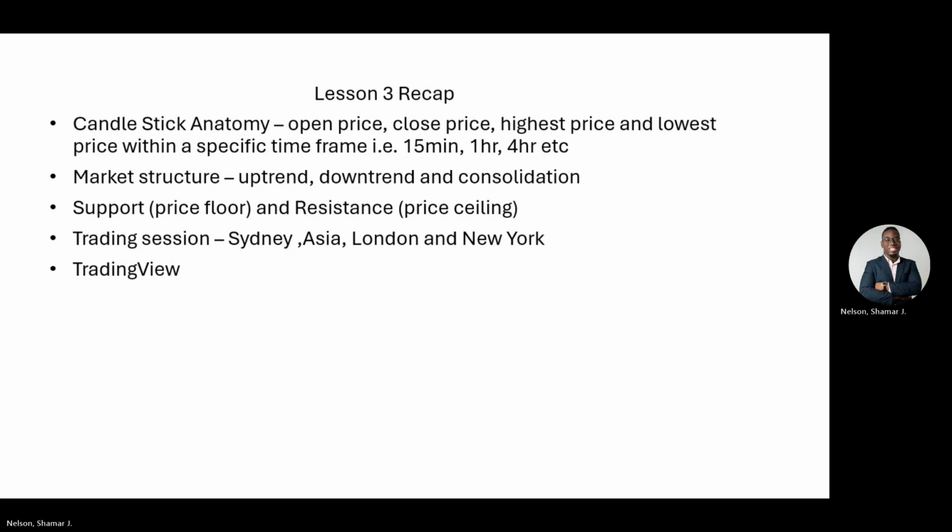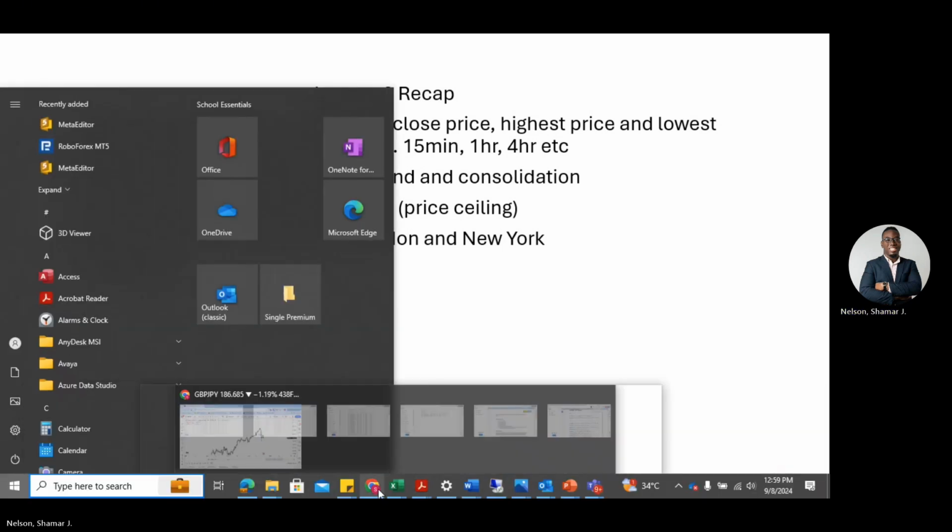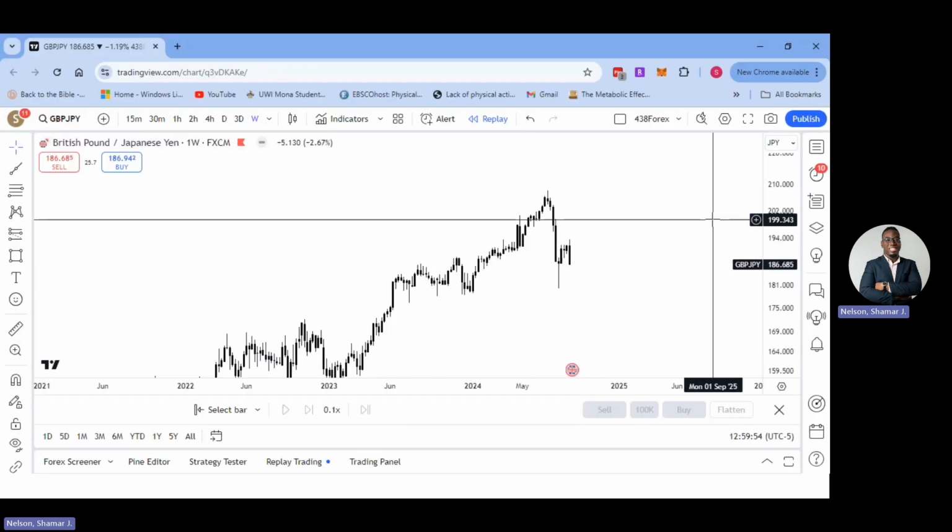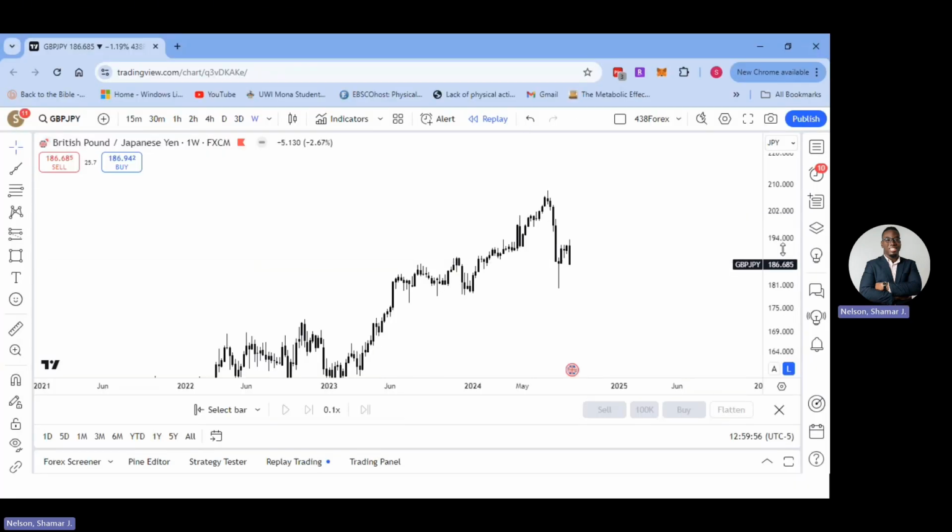Now let's go straight into it. I'm going to bring up TradingView, the charting tool we use. You'll notice I mentioned the weekly and the daily. I use pretty much four time frames: the weekly, the daily, the 4-hour, and the 1-hour, and I might go down to the 15-minute. I don't always go down there. I go down there when I'm trying to map on session highs and lows.